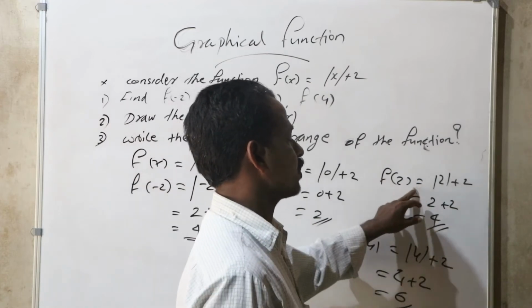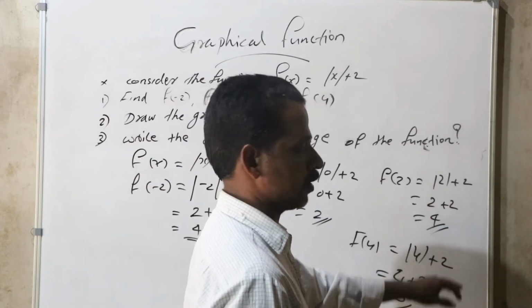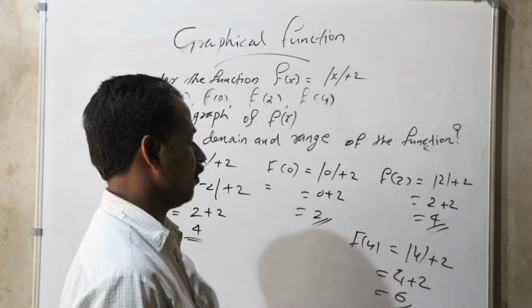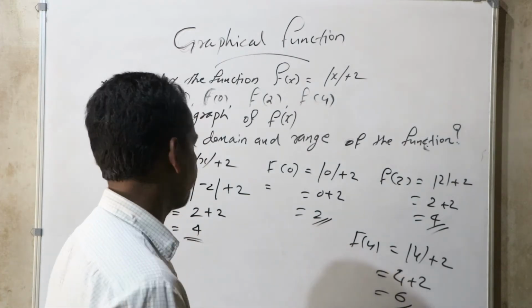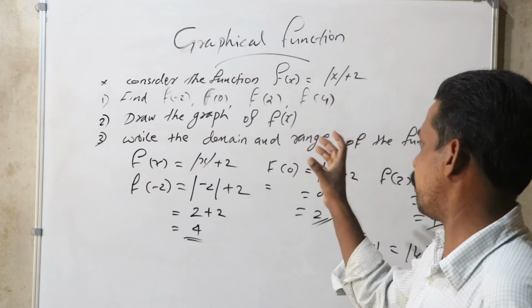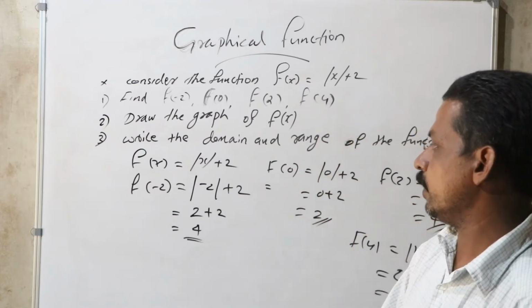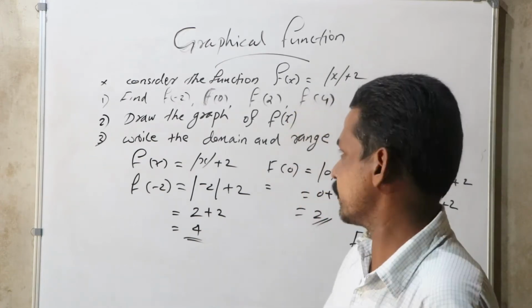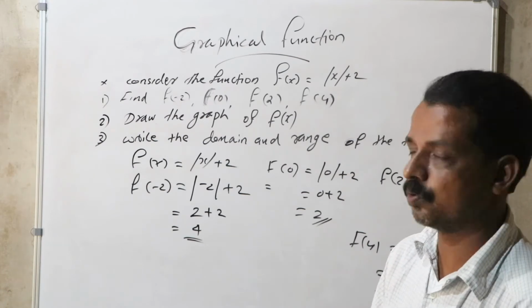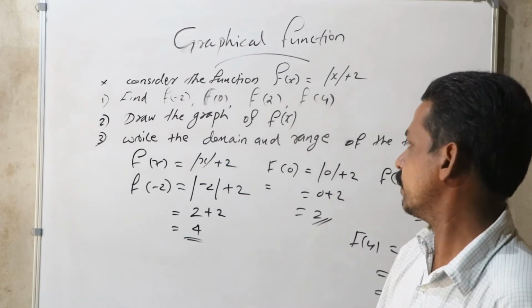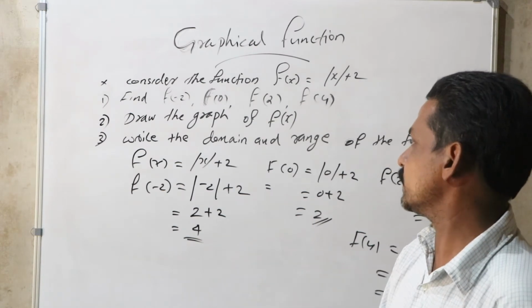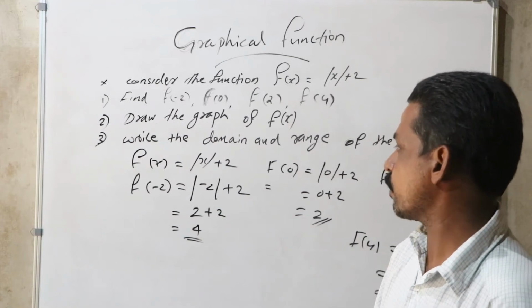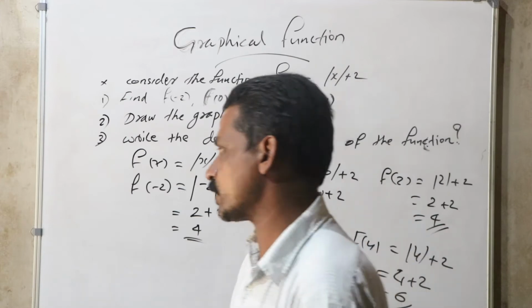And then f of 2. F of 2 is equal to mod 2 plus 2. 2 plus 2 is equal to 4. And then f of 4. F of 4 is equal to mod 4 plus 2 is equal to 4 plus 2 is equal to 6. At first we consider the function f of x is equal to mod x plus 2, and f of minus 2, f of 0, f of 2, f of 4 are found using f of x is equal to mod x plus 2. This is a very easy question to find out if we get f of x and find some f of minus 2, f of 0, f of 2 and f of 4. What is the next question?